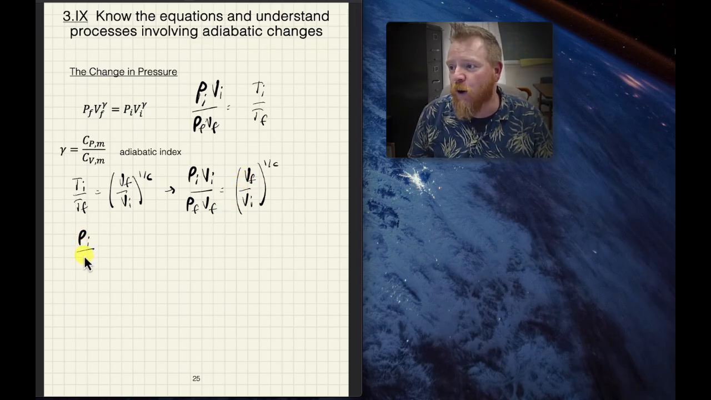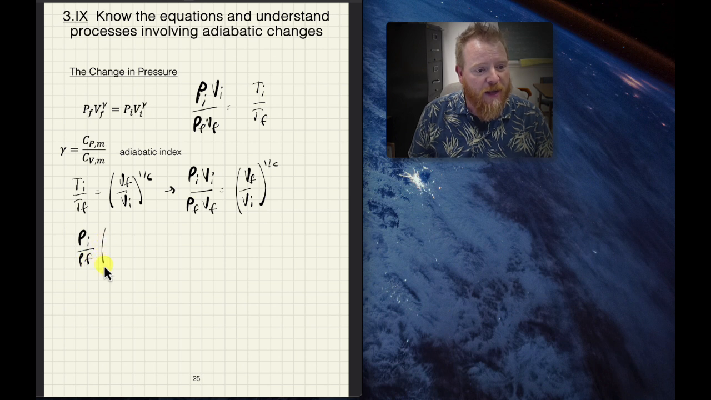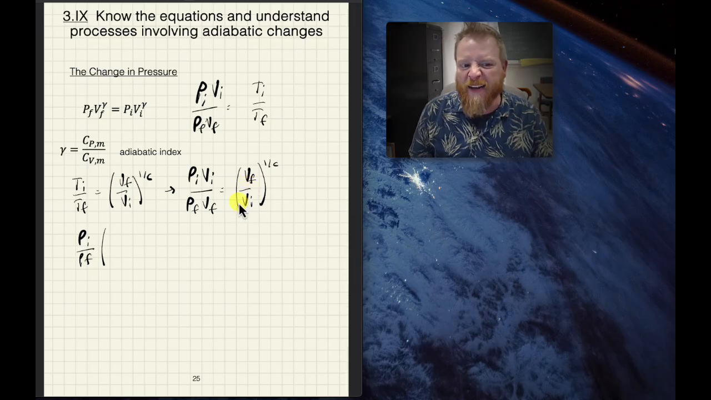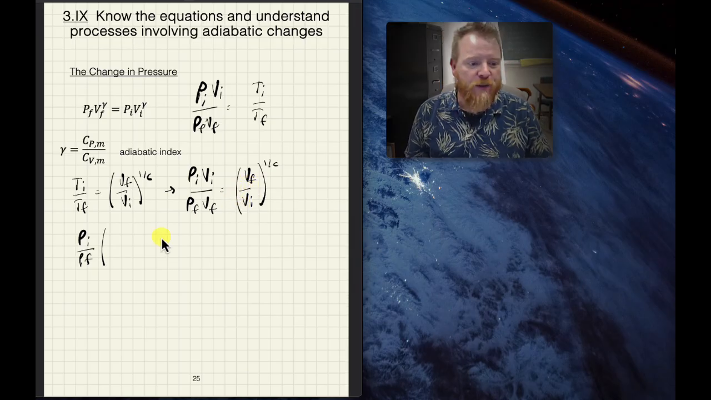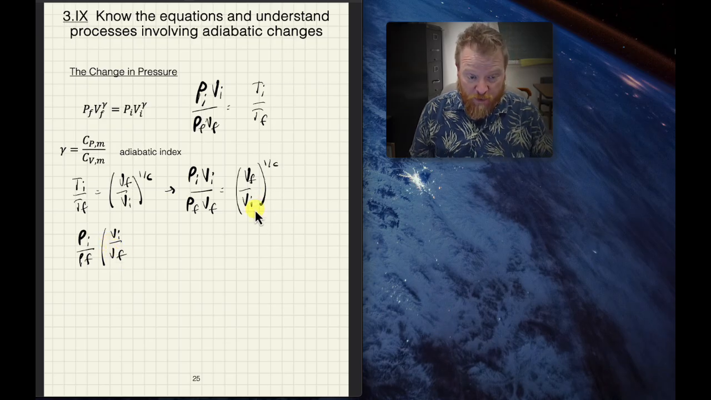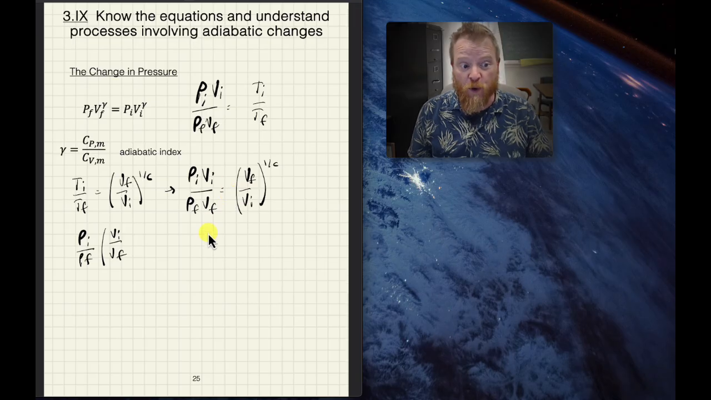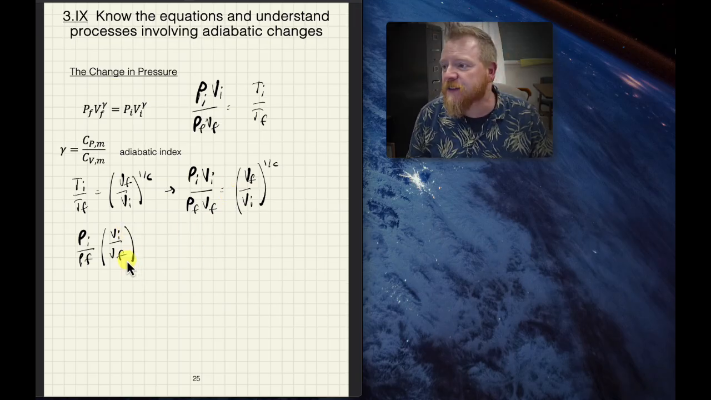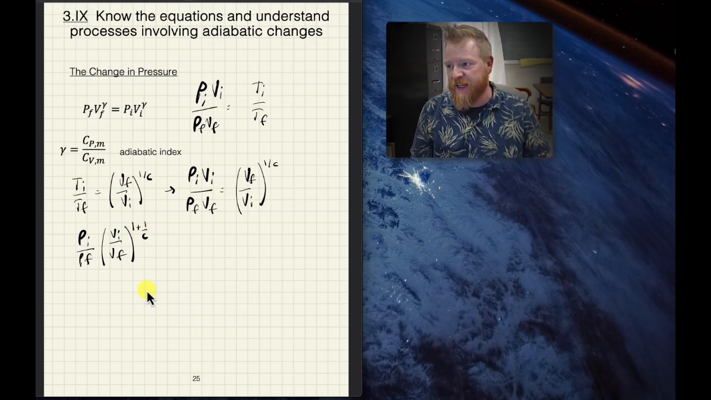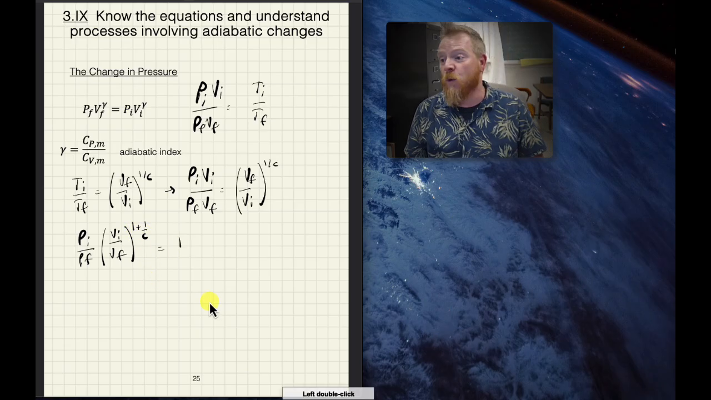Pi over Pf. And then what I'm going to do is cross multiply to eliminate, or to really combine the Vis and the Vfs. So when we do that, I get Vi over Vf. So I multiplied both sides by Vi to the 1 over C power, and multiplied both sides by 1 over Vf to the 1 over C power. And that gives us the following. The exponent becomes 1 plus 1 over C, and that all equals 1.